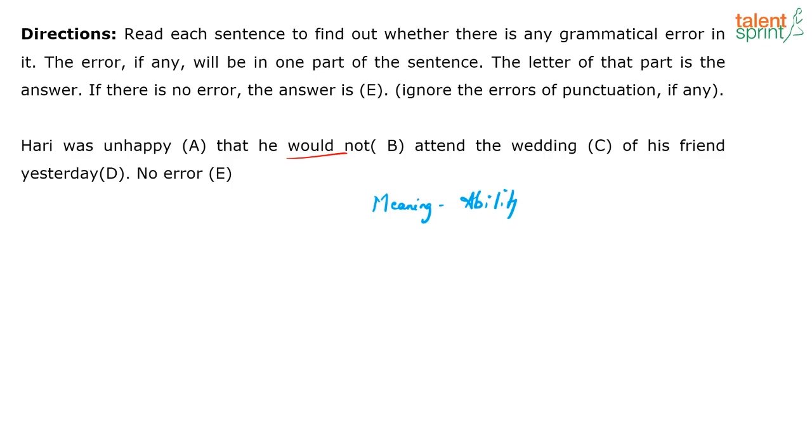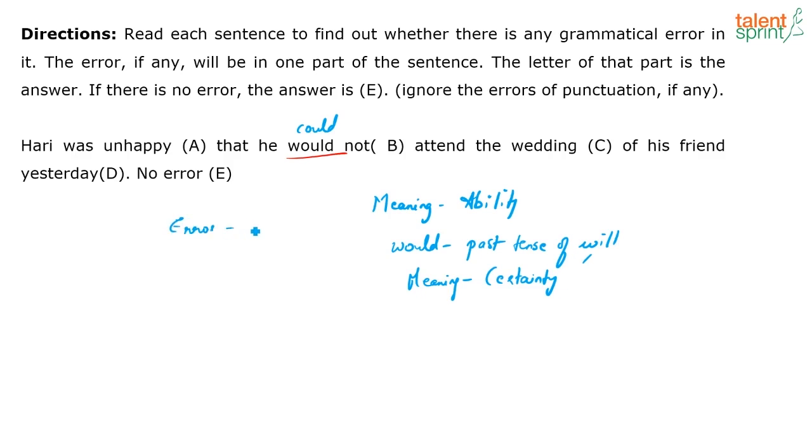Hari was unhappy that he could not attend the wedding, and not would not attend the wedding, right? So obviously this is an error pertaining to modals. Would is the past tense of will, and the meaning that would expresses is certainty, or when you're bringing in a hypothetical condition, and that's not the case here. So the error is in part B. We replace would with could.